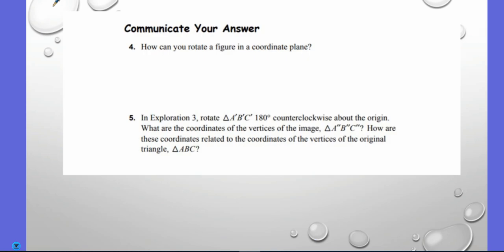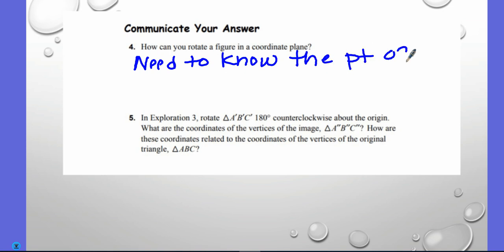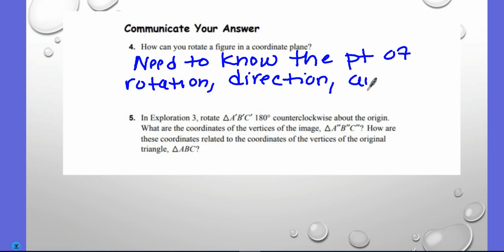Okay, so let's keep going. How can you rotate a figure in the coordinate plane? There are lots of ways, but here's what you need to know. You need to know the point of rotation. The only one we're studying at this time is the origin. You need to know the direction and the degree. How far am I rotating this figure? And then you're good. So those are the things you need to know in order to rotate a figure about the origin, or just to rotate a figure, period. You need to know the point of rotation, the direction, and the degree of rotation.